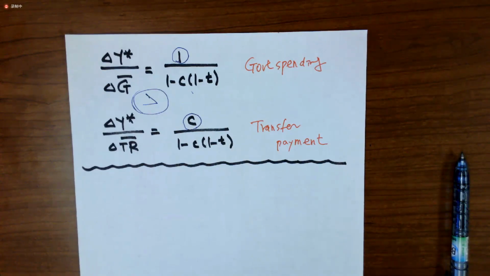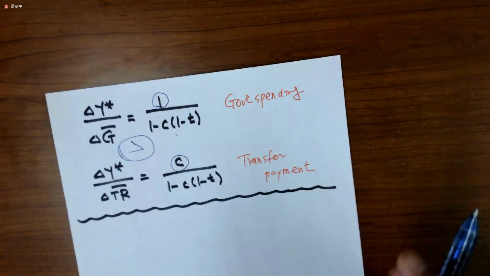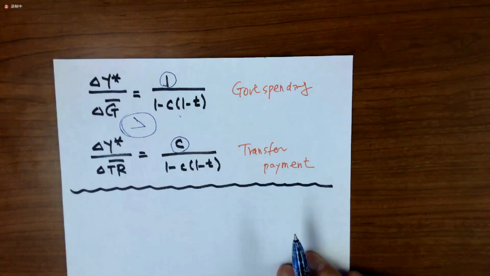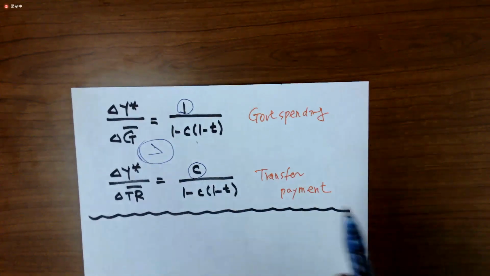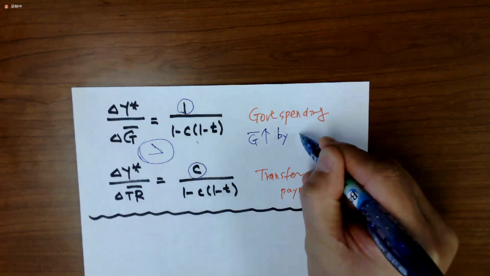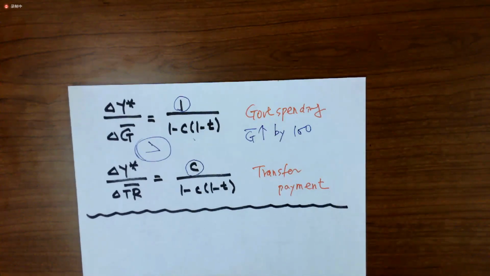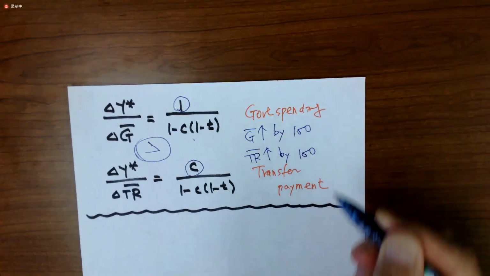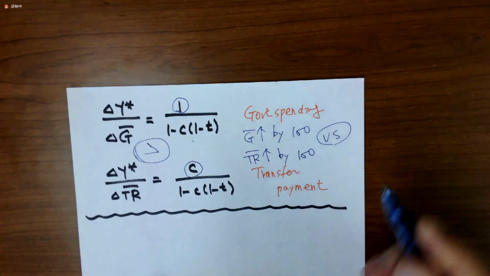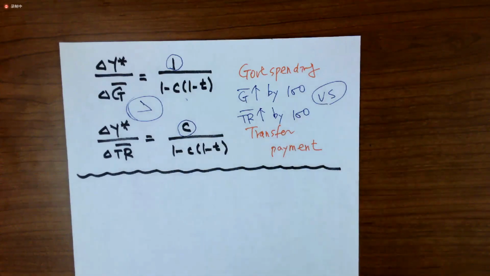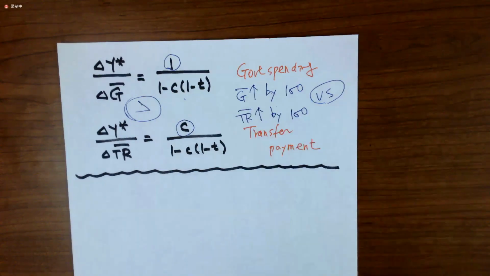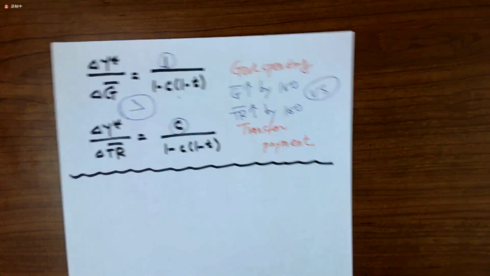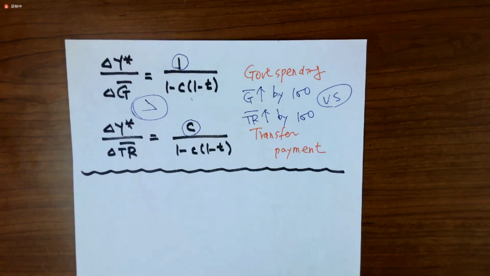Yes. So therefore, question for you. Suppose you are the economic advisor to the president, and the president asks you the following question. He asks, suppose I increase government spending by $100 billion versus increasing transfer payment by $100 billion. I have two options. And obviously, both changes will raise the economy's output, correct?